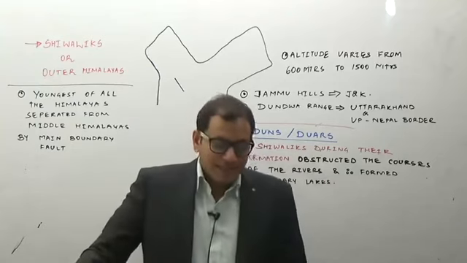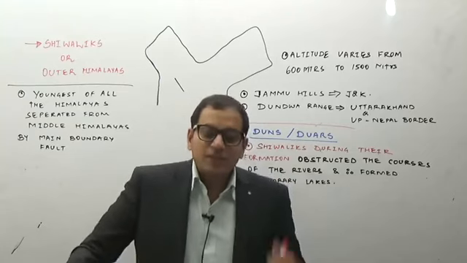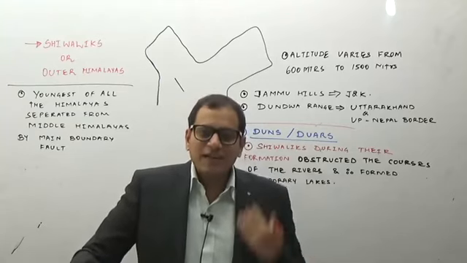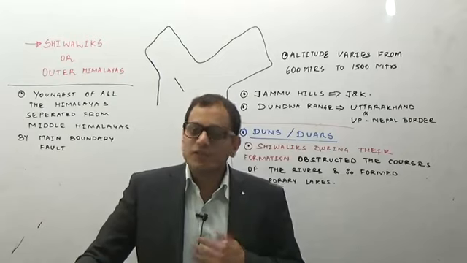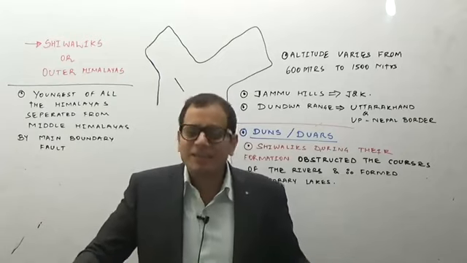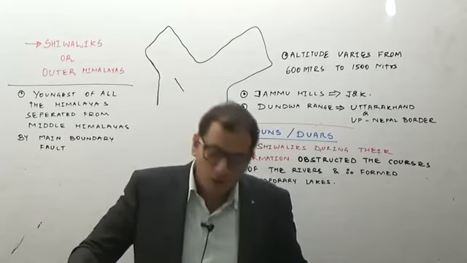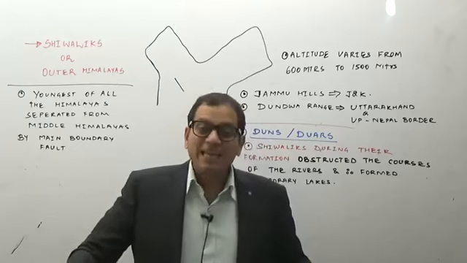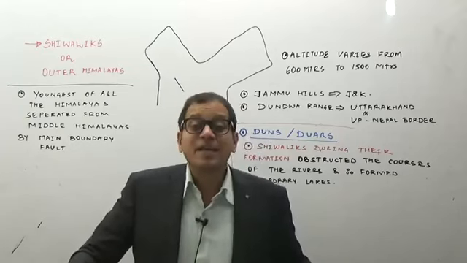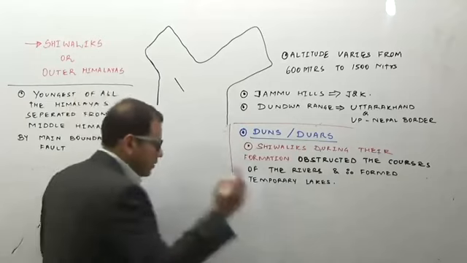Now, after the rivers eroded the Shiwaliks, what did the river do? The water drained away, but what remained is the plains. Alluvial plains were created, and these are known as dunes and duars.